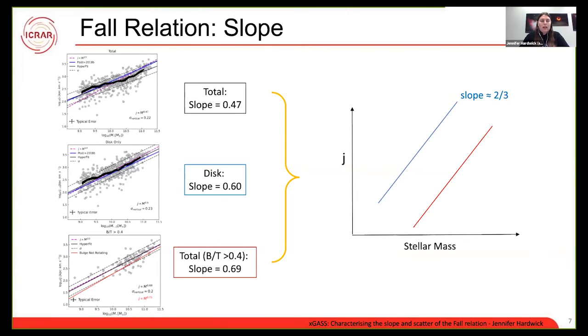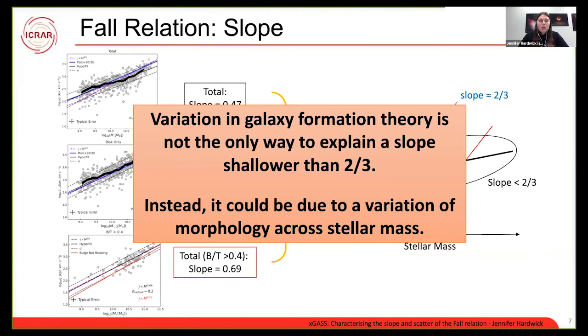So if we combine these three plots here, we see that when you isolate just the morphology, so if you have just a disk component or a bulgy galaxy, you get a slope that's very close to 2/3. However, when we take our whole sample, we have slightly more disk galaxies at low stellar masses and more bulge-dominated galaxies at high stellar masses, which can artificially create a slope that's shallower than 2/3. So we find that variation in galaxy formation theory isn't needed to explain a slope shallower than 2/3, and instead this can just be due to the variation of morphology across stellar mass.